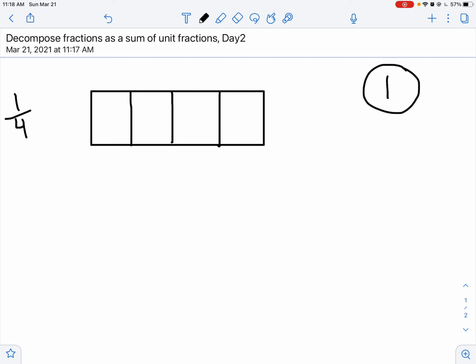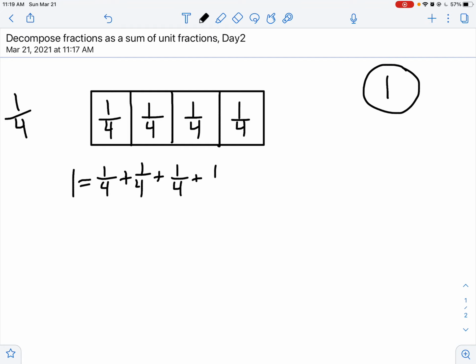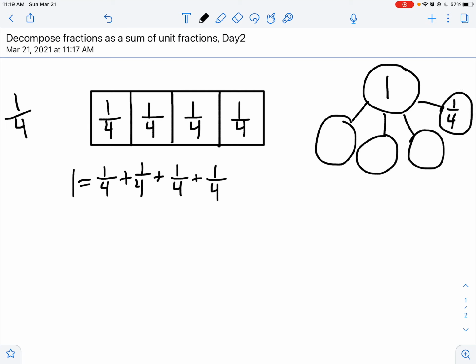So let's think about all the different ways that I could break down our fourths, our 1, into different combinations of fourths. The most straightforward way is to say that 1 is equal to 1/4 plus 1/4 plus 1/4 plus 1/4. That's one way that we can show that 1 is broken up into fourths, 1/4 in each one of these.